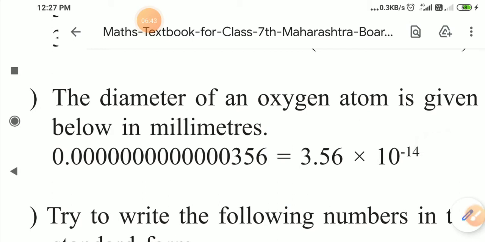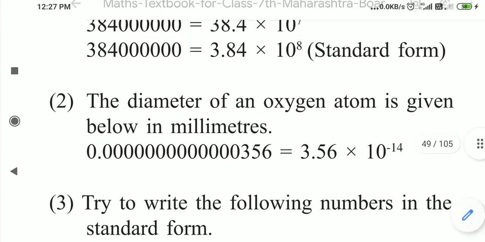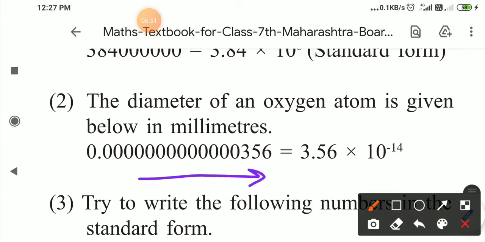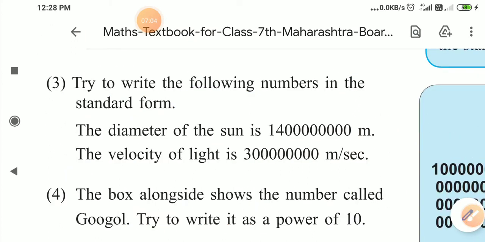From this, what are you understanding? When the decimal point moves towards the left side, the power becomes positive, and when the decimal point moves towards the right side, the power is negative. So here the power is minus 14. Do all of you understand?